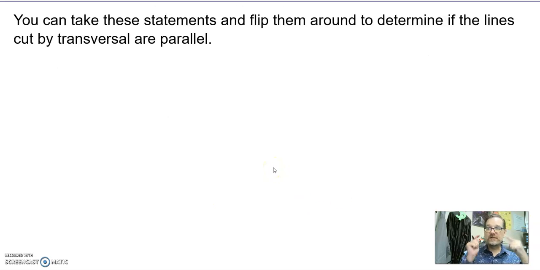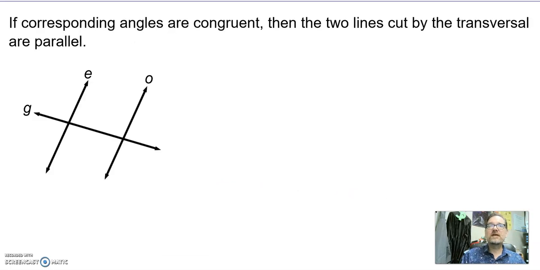All right, so what we're going to do now is I'm going to take those statements, and instead of giving you parallel lines, I'm going to give you angles, and then we're going to ask, are the lines parallel? So we're flipping it around. For instance, this time I'm saying if I give you two corresponding angles that are congruent, then the two lines cut by the transversal will be parallel.